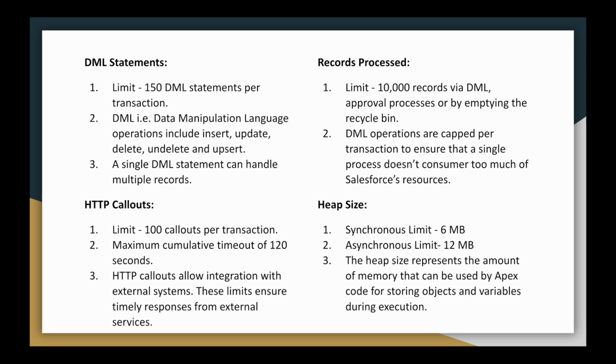and then perform the DML operation at once only. Now let's talk about records processed. It has a limit of 10,000 records via DML, approval processes, or even by emptying the recycle bin. DML operations are capped per transaction to ensure that a single process doesn't consume too much of Salesforce resources. So that's why we say we should have a single DML statement run for multiple records, so it doesn't exceed the limits.